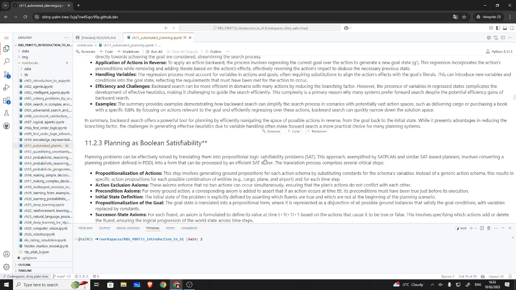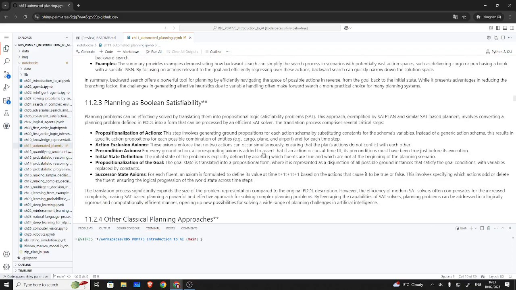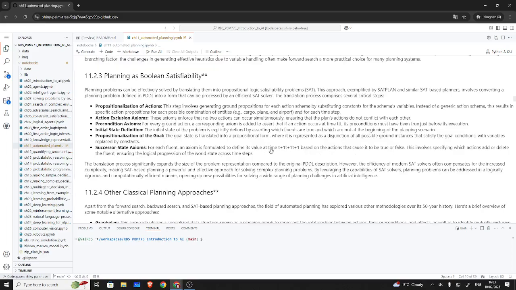So you convert this problem to a different problem and let the SAT solvers solve it for you. Unfortunately, that doesn't really solve it for you because it's an NP hard problem. NP complete, I believe. Yeah, NP hard. So exponential problem in general.